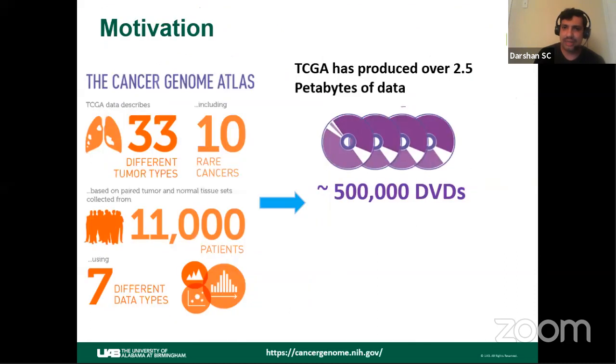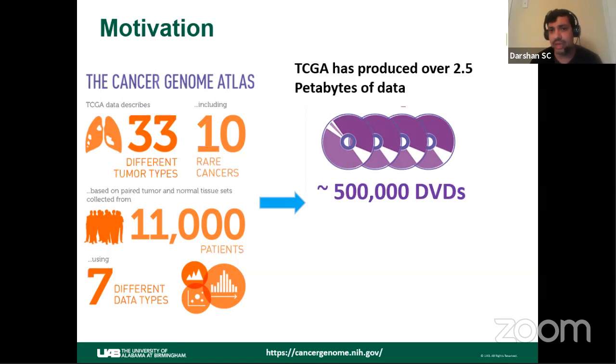With this in mind, we thought of starting the project, but the initial thing we wanted to look at was the volume. As I told you, it's huge data. You have about 2.5 petabytes of data from TCGA, which equates to about 500,000 DVDs. That's a lot of data, even for a bigger lab, and for most people it's quite a lot of data to deal with.